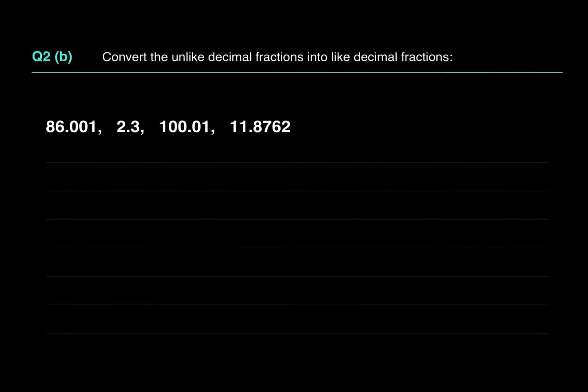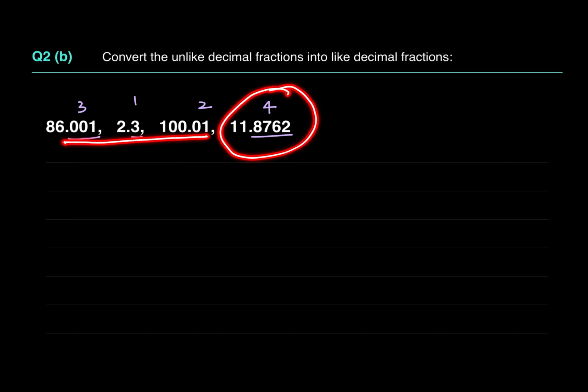Look at the B part of question number 2 now. Again, same thing. How many number of decimal? 3. This has just 1. This has 2. And this has 4. Which one has the maximum? This one has the maximum number of decimal places. So all the numbers have to have 4 decimal places. How do we do that?